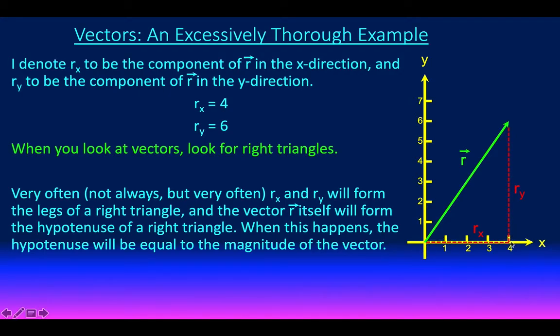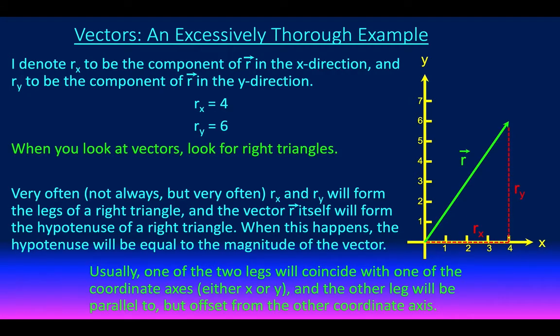Over here in this picture, I very explicitly have a right triangle that is drawn. Our x of 4 units is one of the legs of the right triangle. Our y, which is 6 units, is the other leg of the right triangle. And then r is the hypotenuse of this right triangle, which is the magnitude of this vector r.